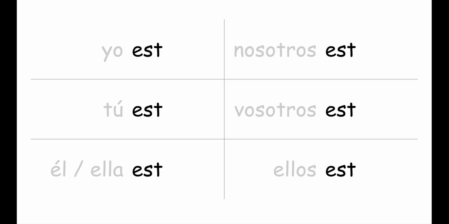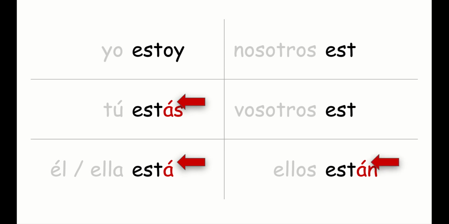So first of all, in the yo form, you are going to say yo estoy. Yo estoy. So you do add an o, but then you also add a y after the o. You see right there, there's a y. Yo estoy. I am. Second of all, in the tú, él, ella, and ellos forms of this verb, you're going to add an accent. So you can see tú estás has an accent, ella está has an accent, and ellos están has an accent over that a. So remember to put that accent on the a.